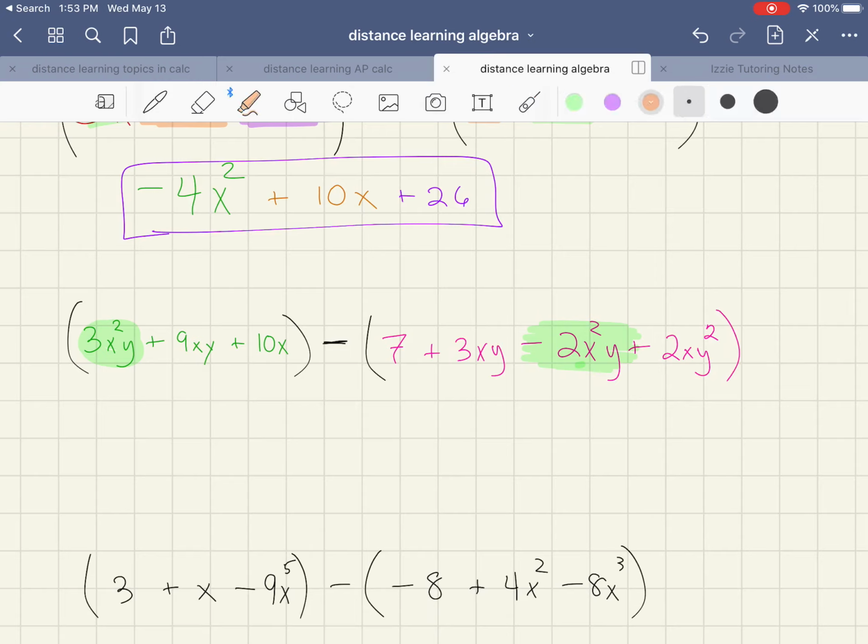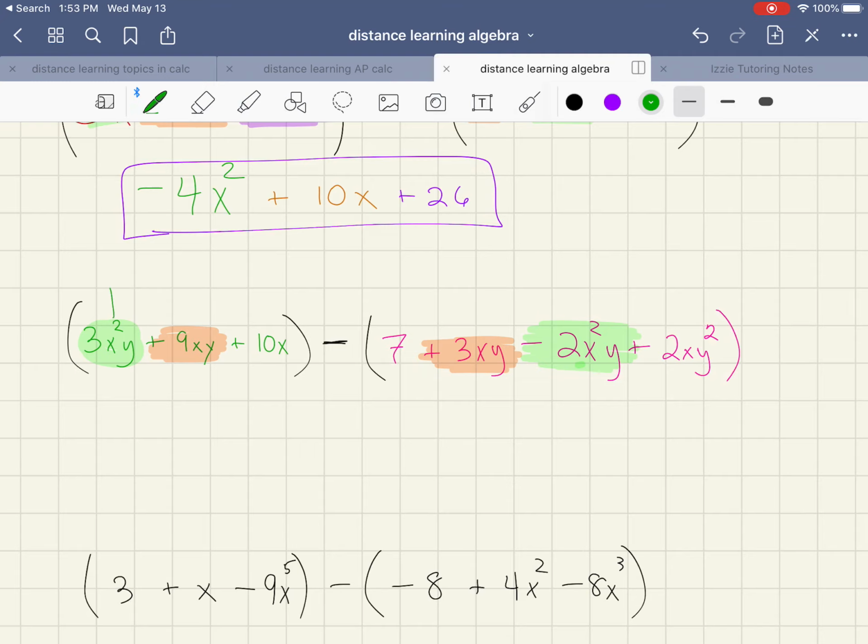Looking at other like terms, I have a 9xy here, and I have a 3xy here. Again, looking at the exponents and the variables, we have an x and a y, each of them to the first power. So now we have no other like terms. So let's start with those.